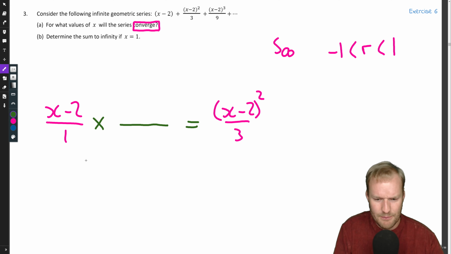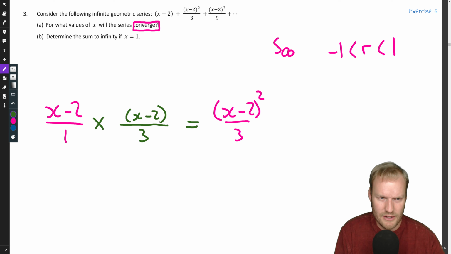If we set it up like this, I feel it's quite useful to start with the denominator. 1 times what is 3? Well, 3. (x minus 2) times what is (x minus 2) squared? Well, x minus 2. There we go. This here is our common ratio.